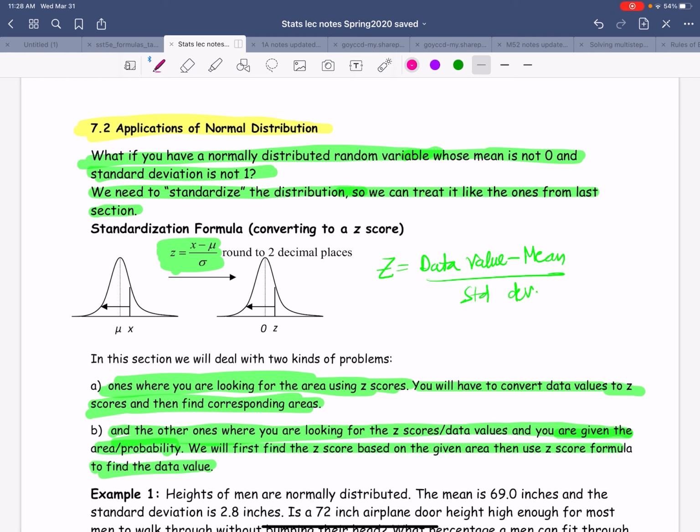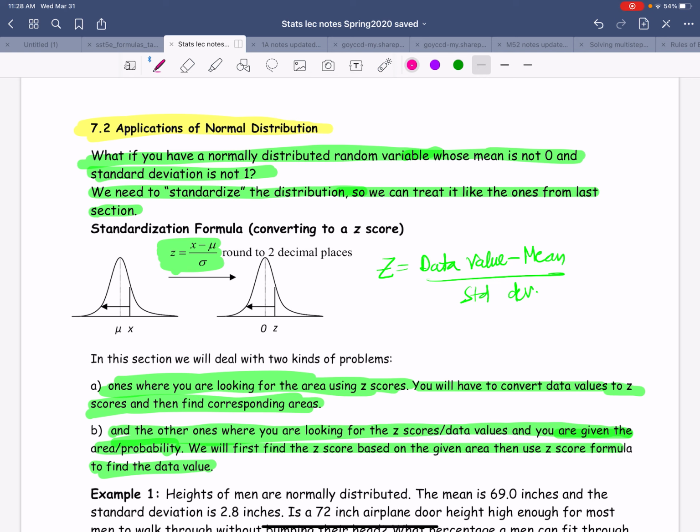In this video, we are going to focus on applications of normal distribution. In the last section, we saw standard normal distribution where mean was 0 and standard deviation was 1. In this section, we'll focus on the normal distribution where mean is different from 0, and standard deviation is different from 1.